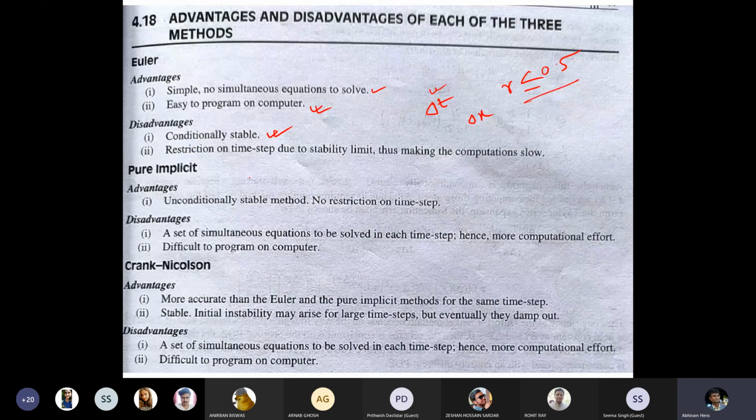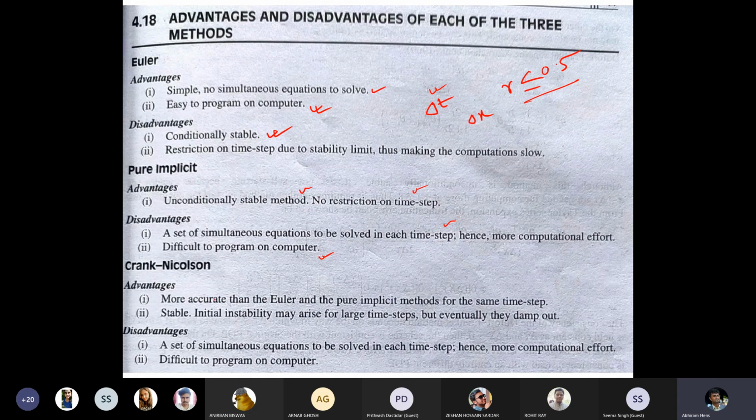Pure implicit: the advantage is that it is an unconditionally stable method, with no restriction on time step. The disadvantage is that a set of simultaneous equations has to be solved in each time step, hence more computational effort, and it is difficult to program on a computer. So if you like to go for programming, you will see that it is not so easy.